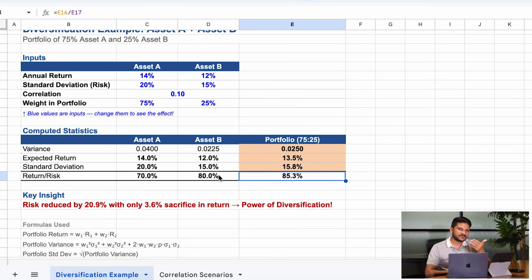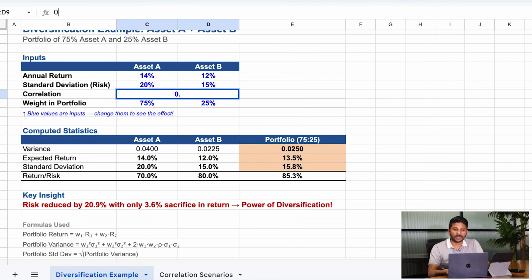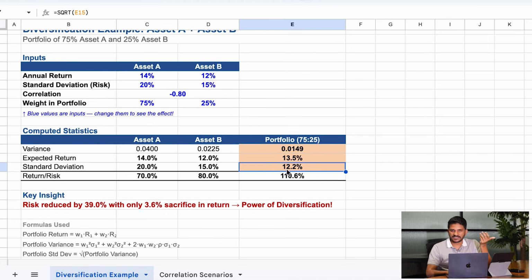And if you actually go even further and reduce the correlation even further, or for that matter, let's say they are negatively correlated, and I put minus 0.8 as the correlation, you can see that the standard deviation or the volatility is lesser than asset A and asset B as well, and your return upon risk ratio has actually improved much higher. So here with this example, you can actually see in practice how correlation matters to your portfolio.